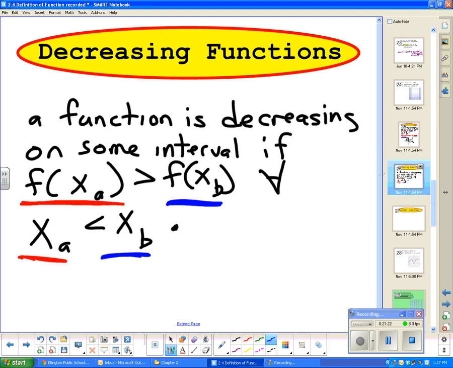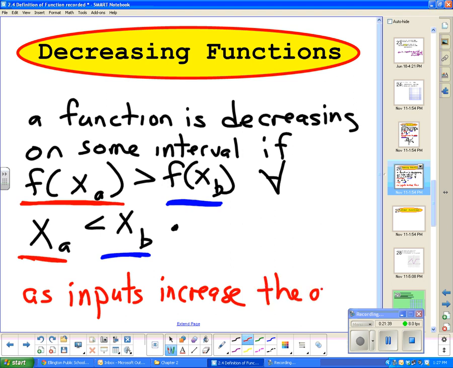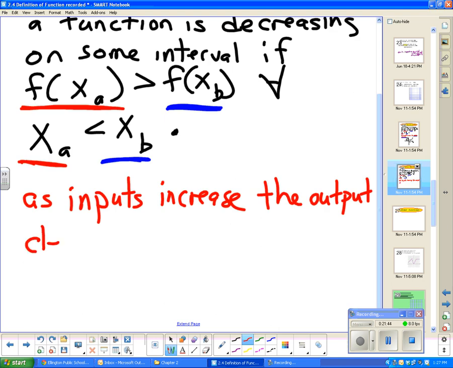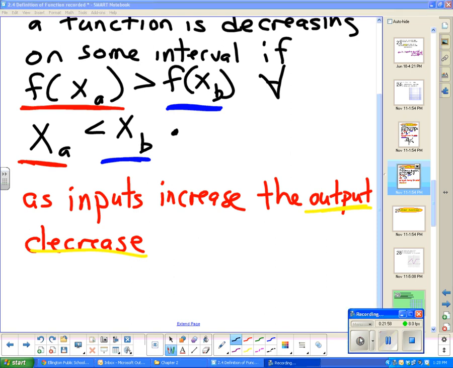If I want to put a similar phrasing onto it as I did before, I would say as the inputs increase, because I'm still speaking of them, x sub a is smaller than x sub b, the outputs decrease. And so once again, it's what the output does that makes this considered a decreasing function. So we'll do the same thing here. We'll determine what this looks like graphically as well.